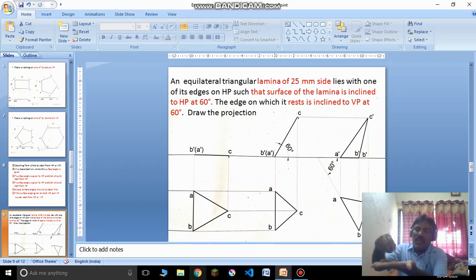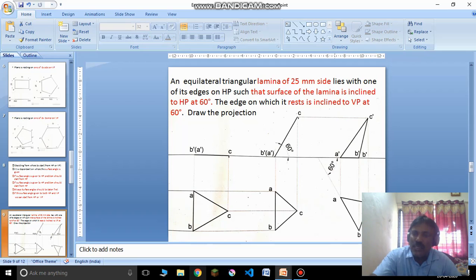What I will do is turn this lamina keeping the HP angle constant, that means 60 degrees, such that this line will become 60 degrees to the XY line. You can look at this diagram: I have drawn a 60 degree line and kept this AB line on that. I have reconstructed this object in such a way that AB is at 60 degrees to VP, or 60 degrees to the XY line.